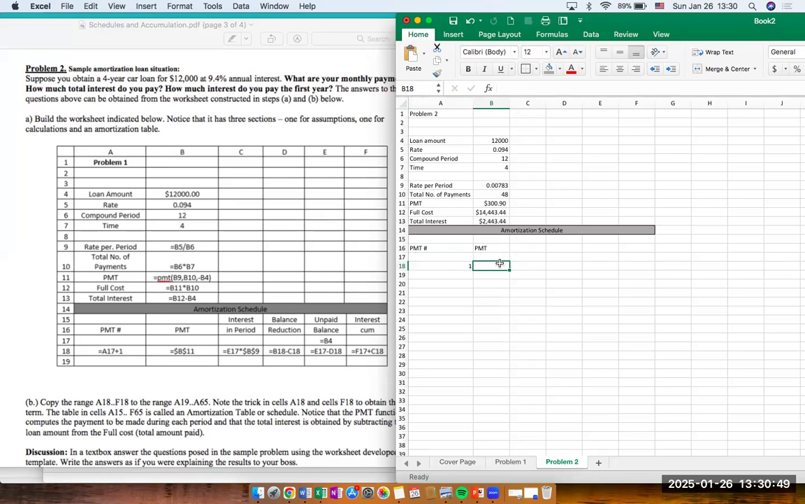Now your payment, PMT, we just said was equal to this $300 amount, which again, we want to lock in. That payment is not going to change unless we are told it will. Maybe our first payment is a little bit different.